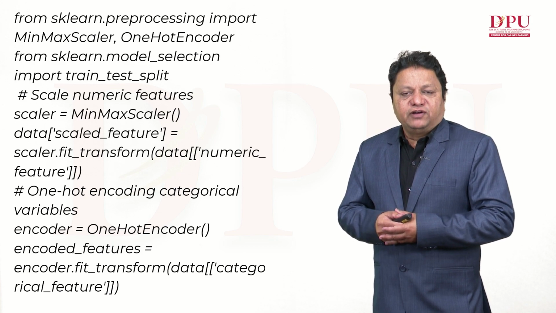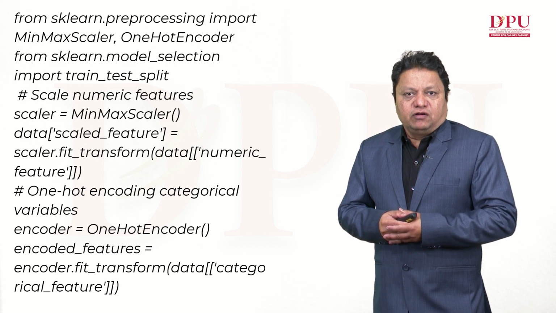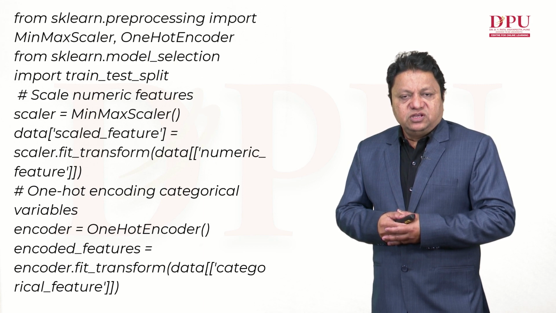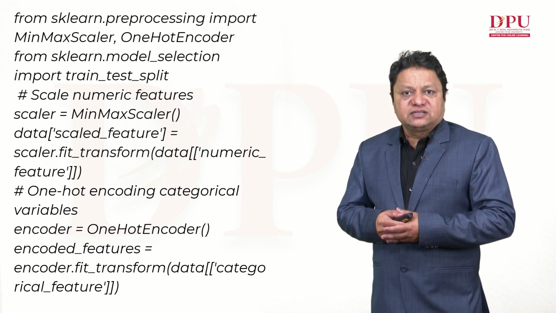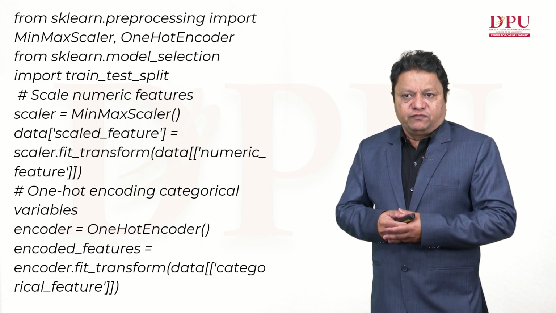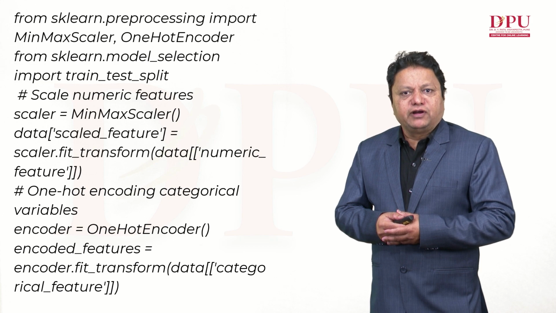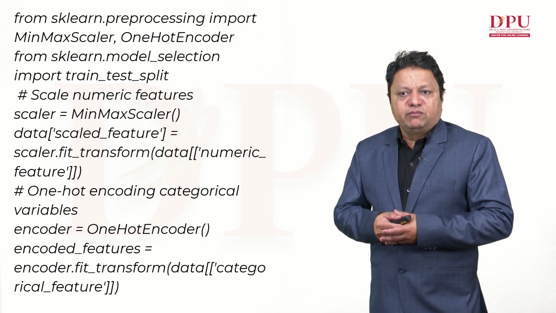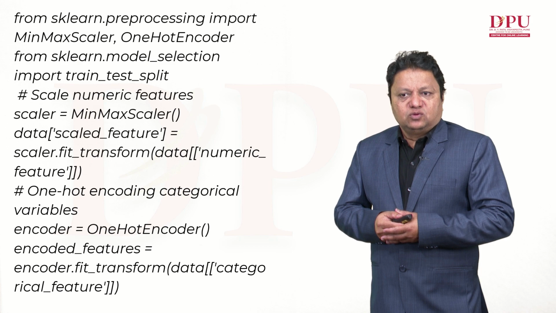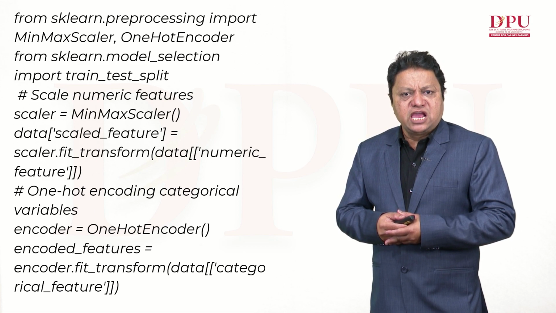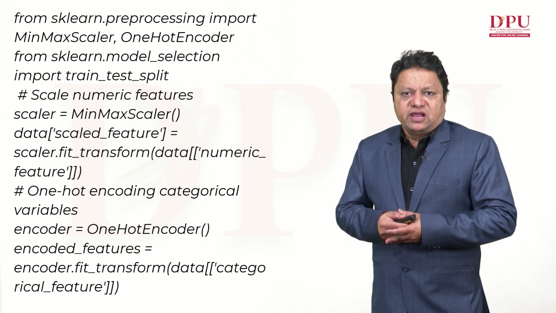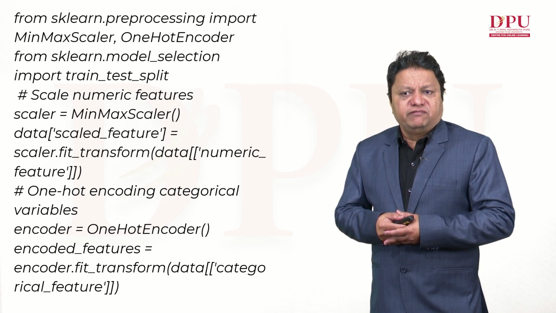Now I am first performing the scaling of the features. So here scaler = MinMaxScaler(). First I am creating an object of the MinMaxScaler function with the name scaler. Now I can use this object of MinMaxScaler in order to transform the numerical values, to scale the numerical values, and to standardize the numerical values.